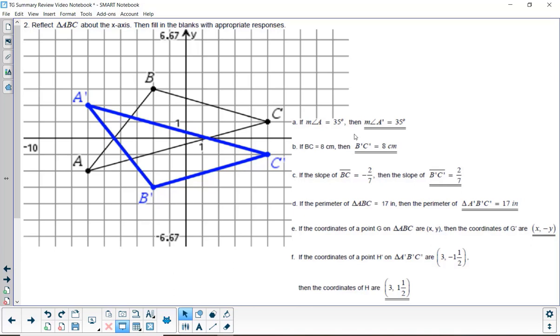And if angle A is 35, so is angle A prime. BC is 8, so is B prime C prime. The slopes are opposites, same slope but in opposite directions. Perimeters are the same. Generalizing the points, it's going to be x, the opposite of y. The x coordinates are the same, but the y coordinates are opposites. And if a point is on the image going backward to the pre-image, it would still be the same x coordinate but the opposite of the y coordinate. Press pause as needed.